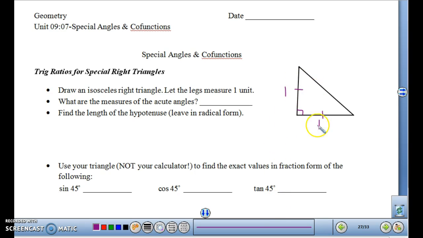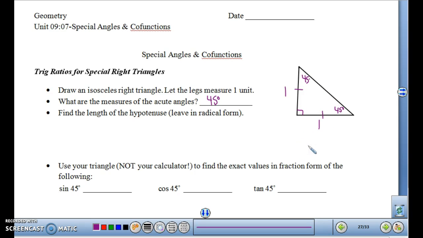Now, if this is an isosceles right triangle, what do we know about the other two acute angles? Well, they should be congruent. The base angles would be congruent. Now, what else do we know about these two angles? They have to add up to 90 degrees. So if they have to add up to 90 degrees and be congruent, that means this angle's 45 and this angle's 45, because this one is 90. So the measures of the acute angles will be 45 degrees. So this is a 45-45 right triangle.